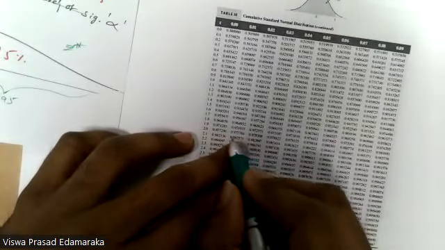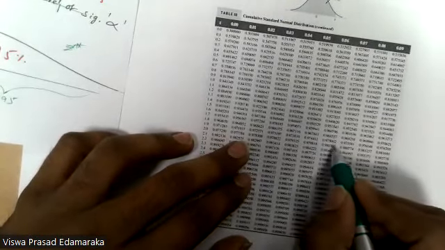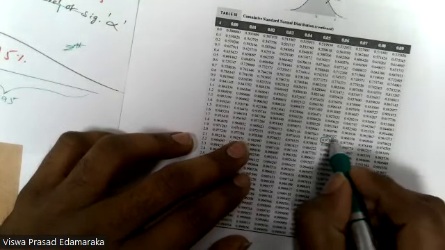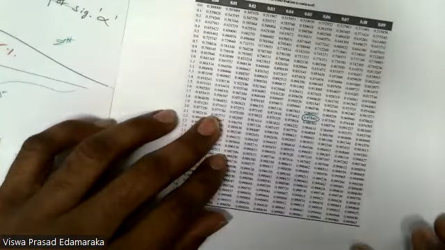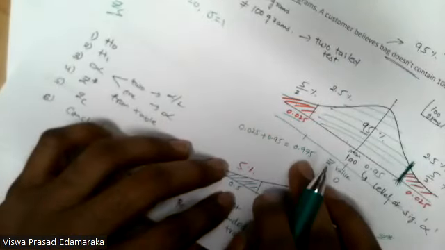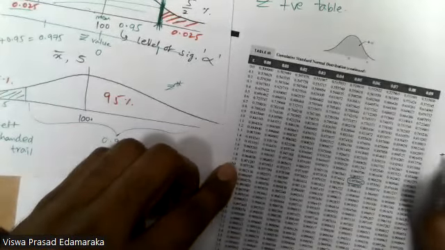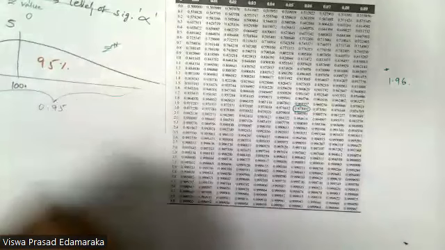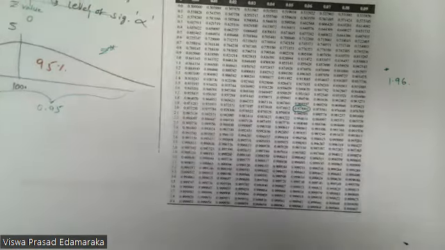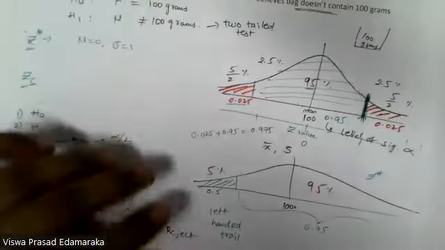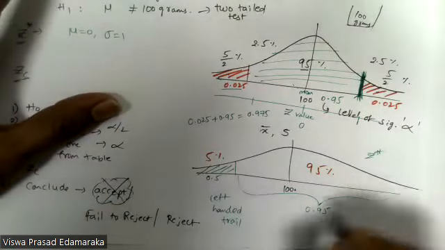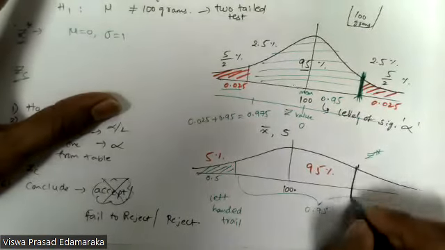After closely looking, 0.975 is here. How do we get 0.975? 0.025 on one side plus 0.95, and you get 0.975. So what is the corresponding value? 1.96. This is how 1.96 has come.